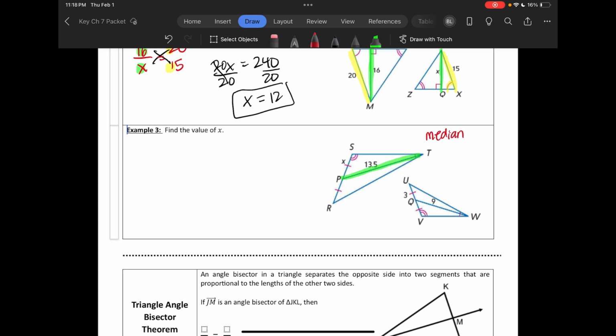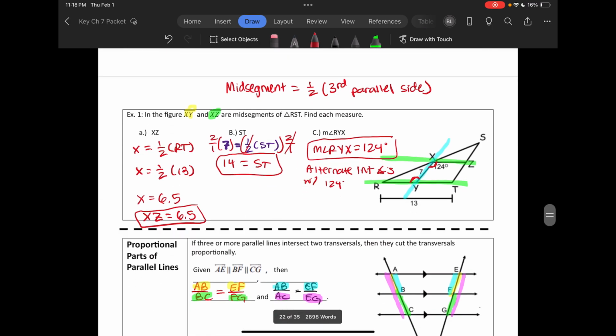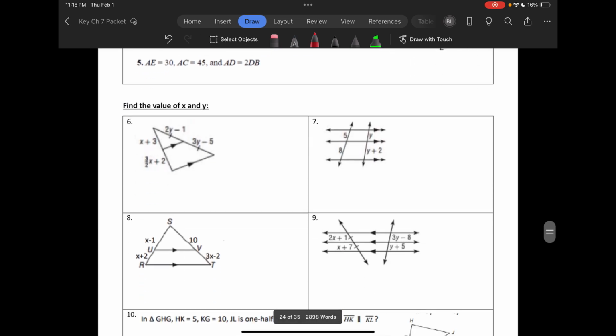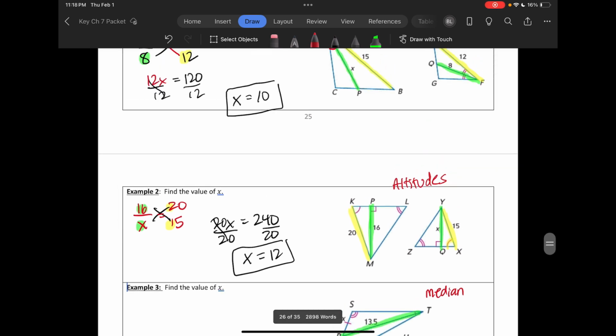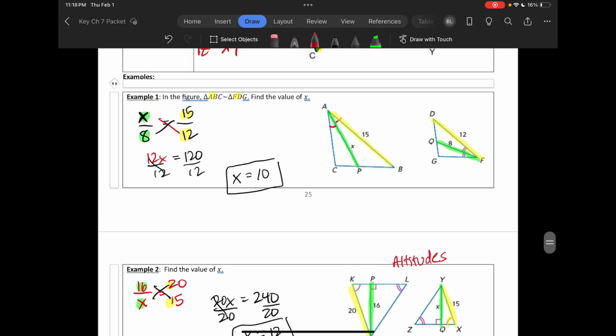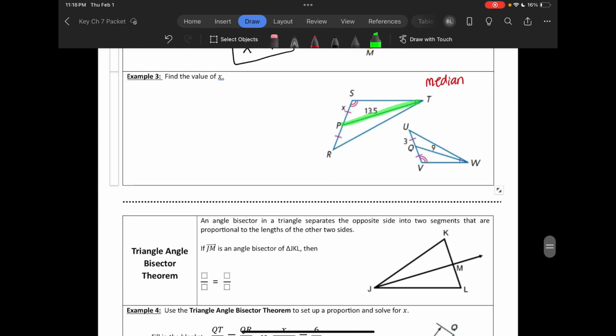Okay, for example 3, I was looking at medians. Example 2, that special segment in green. Let me scroll back down to example 2. That segment in green, MP and YQ, those are altitudes. And then what we looked at in the beginning were angle bisectors. So this is just us practicing identifying the special segments. If I'm working with medians, it's going to work pretty much the same way we've been setting up the other ones. I'm looking at green over green is equal to yellow over yellow.